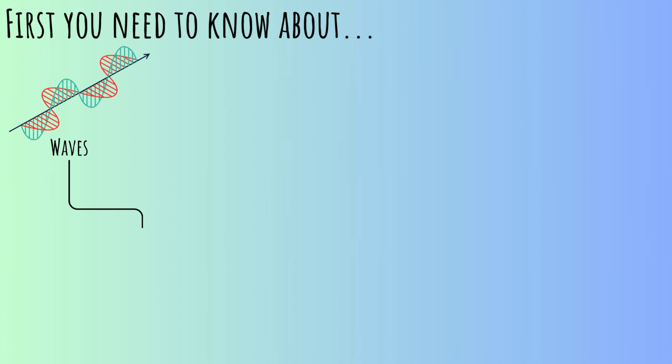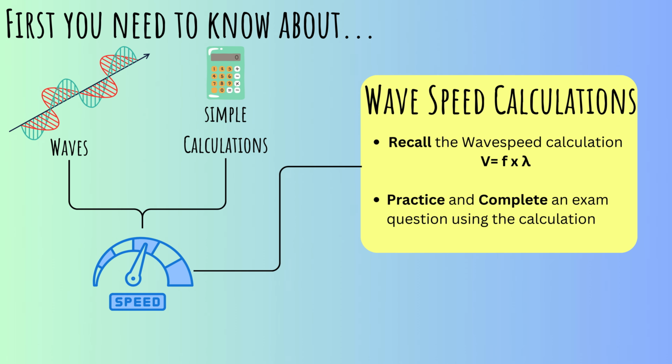The things you're going to need to know first are understanding the two different kinds of waves and being able to label those waves. You're also going to want to be comfortable with simple calculations, specifically rearranging those equations. By the end, though, you'll be able to recall the wave speed calculation. Velocity equals frequency times wavelength. And you're going to practice and complete an exam question using that calculation.